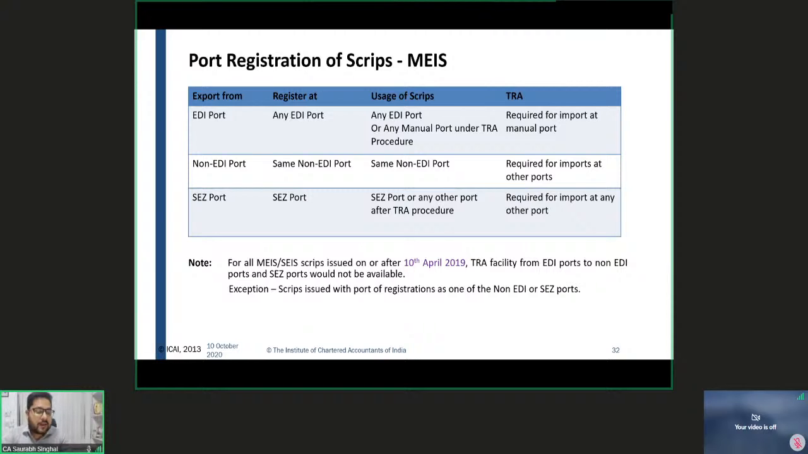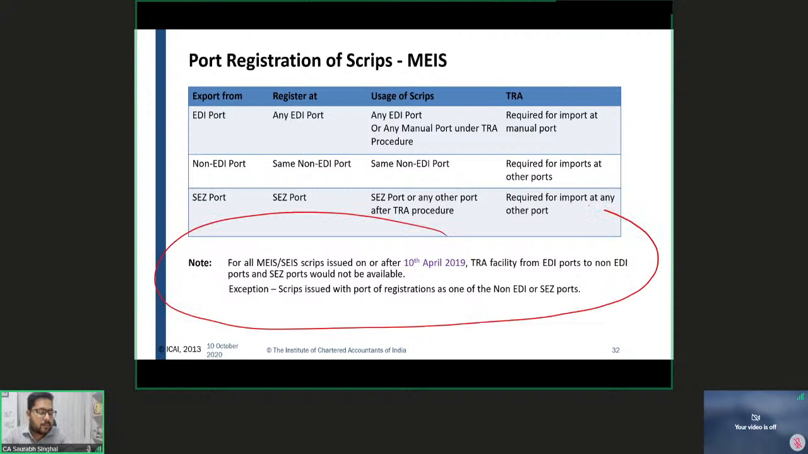The only reason I am stressing on this topic is the point of amendment. With effect from 10th April 2019, the facility to transfer any script from an EDI port to a non-EDI port has been stopped. Meaning thereby, suppose you made an export through an EDI port, you got a script with the EDI port registration. Now you want to use this script for payment of BCD at a non-EDI port, you can't transfer this script, which was earlier available, but now is not available.